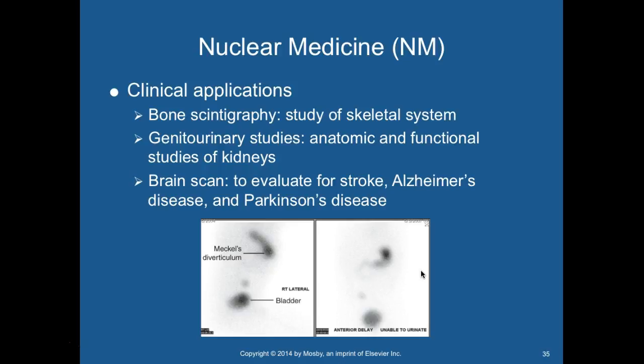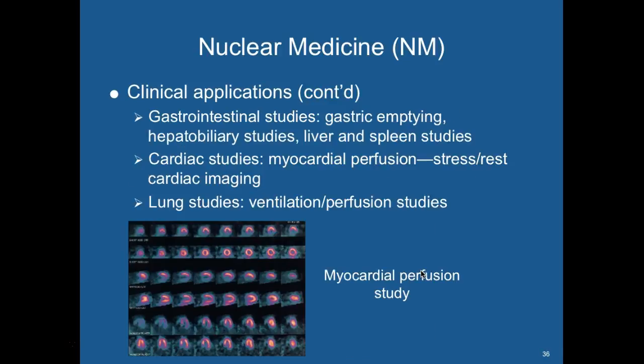With the bone, we study the skeletal system. With urinary, we look at the anatomic and the function of the kidneys. Brain scans to evaluate for stroke, Alzheimer's, Parkinson's. We'll also do for brain death. So we'll inject and see if there's any activity within the brain. They require two different forms to verify brain death. One of them is using nuclear medicine, another is using MRI.